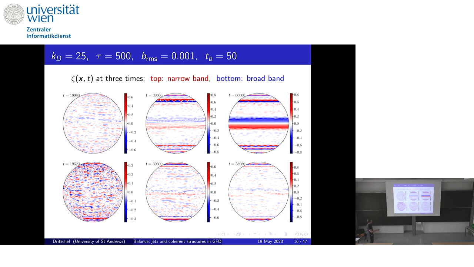Practically nothing apart from, well, in the narrowband case, we do get an equatorial, so this is relative vorticity. So positive means it's spinning this way, okay, right hand this way. It means that you're getting a westward jet. So the flow is moving this way at the equator, retrograde. Yeah, very, very weak signature there.